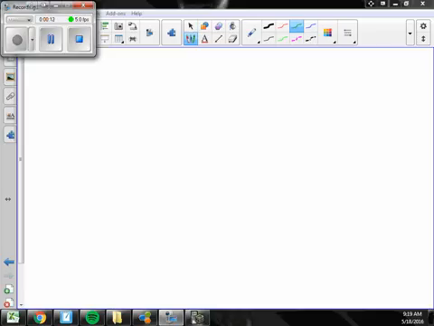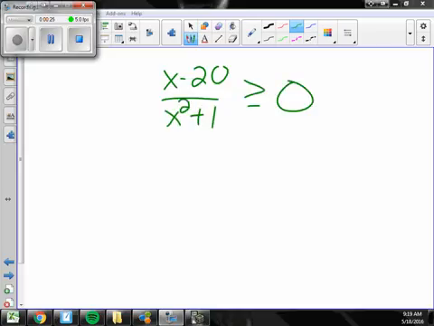So number one, using interval notation, identify the solution to the rational inequality (x minus 20) over (x squared plus 1) that has got to be greater than or equal to 0. So we can divide the domain into all of its pieces and then figure out which of those pieces satisfy the inequality.